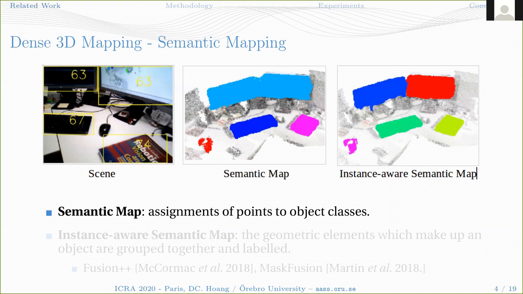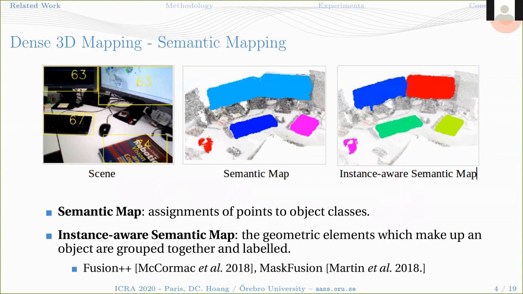So what is a semantic map? It's a map that contains, in addition to geometric information of 3D data points, assignment of these points to object classes. However, this mapping system only considers class labels. Its higher-level map is the instance-aware semantic map, which not only contains semantic information but also instance information. Fusion plus and MaskFusion are instance-aware semantic mapping systems developed recently.